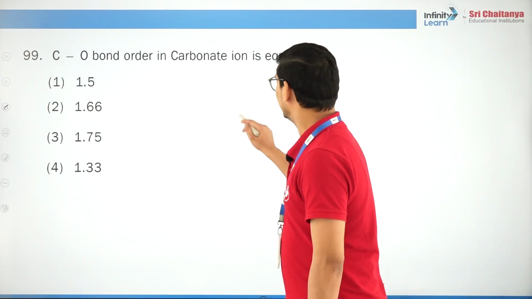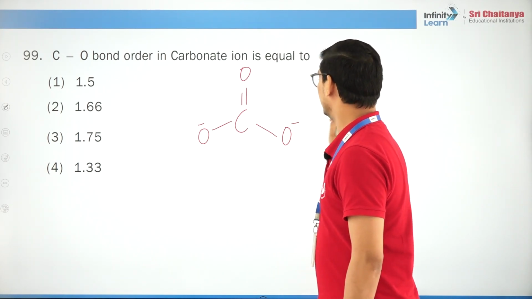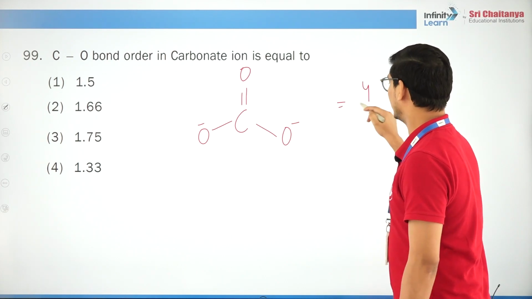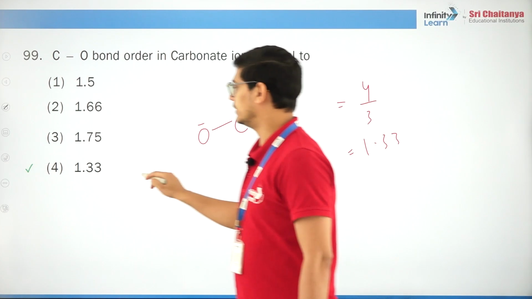CO bond order in carbonate ion. We all know the structure of carbonate ion. The total number of bonds is 4 and the total bond position is 3. So it will come out to be 1.33. Clear guys?